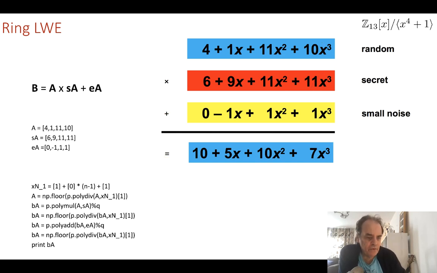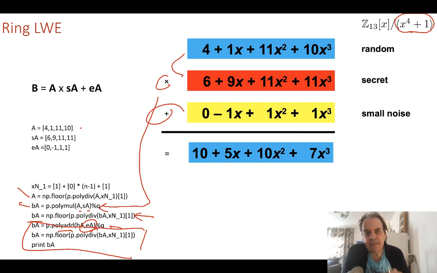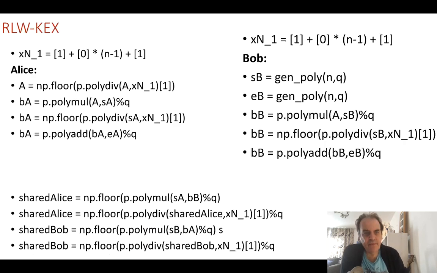Okay, so here's our little bit of code. There's our A value. We're going to multiply it by the secret value, so this is this operation here. We can then divide it by this to create a ring. We'll then add our error, and this gives us our result in here. That's the basic steps that we take for ring learning with errors.